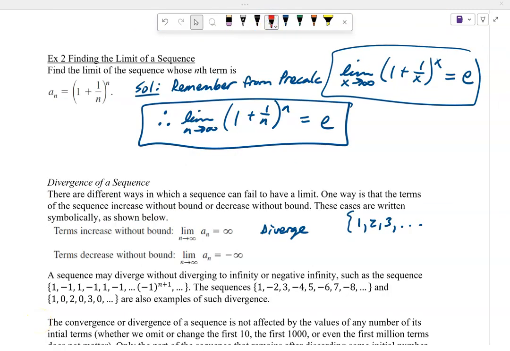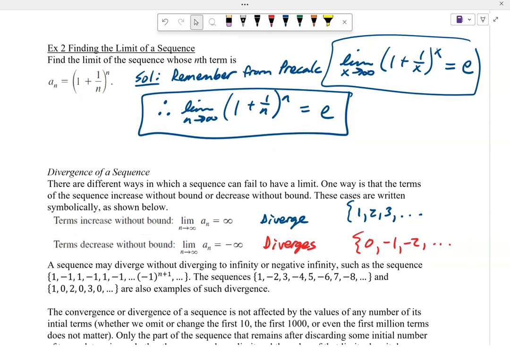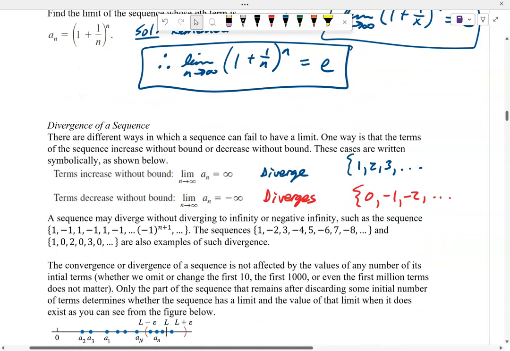This next one too, if you shoot to negative infinity, like 0, -1, -2, ... right? Just keep shooting down. This also diverges. Right? We don't converge to a value. It's not bounded at all. There's other ways in which a sequence can fail to have a limit.